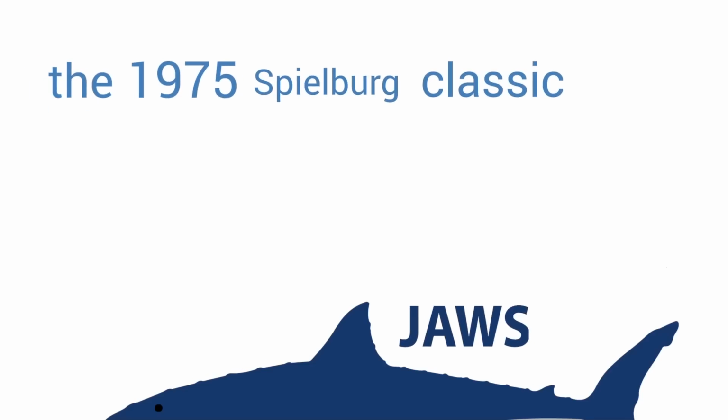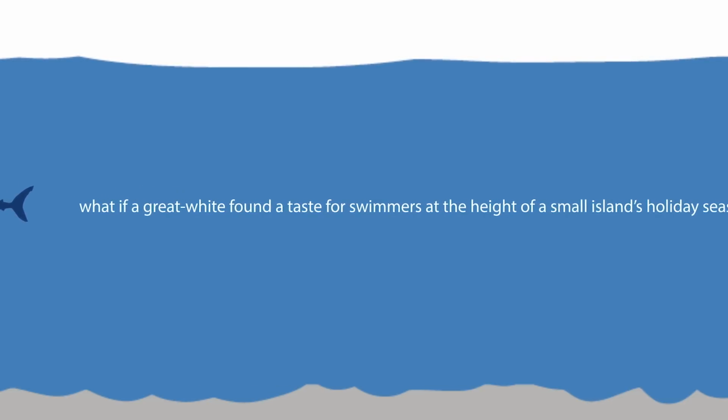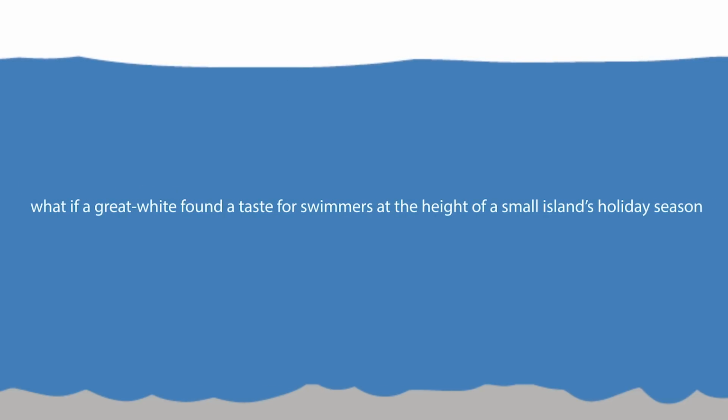Okay, so let's look at the 1975 Spielberg classic Jaws. Who or what is the antagonist of the film? Well, it's Jaws, of course, and Jaws is a shark. Nature's ultimate killing machine. The premise of the movie could be, what if a great white found a taste for swimmers at the height of a small island's holiday season?